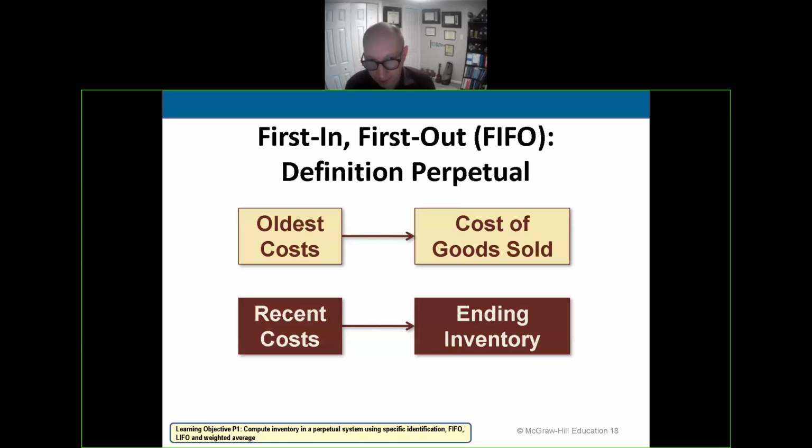This is how we assign the costs in the perpetual inventory system. The oldest costs, the first purchases, are assigned to the cost of goods sold. The most recent purchases, recent costs, are assigned to the ending inventory balance. That's what we saw a few slides ago when we were talking about the three different systems side by side.